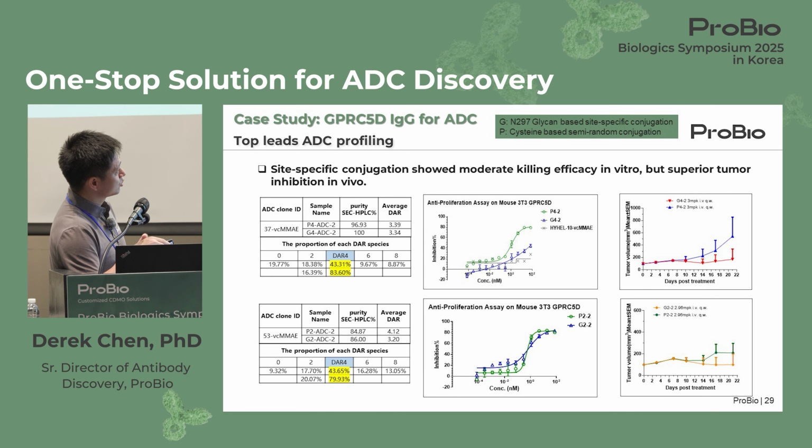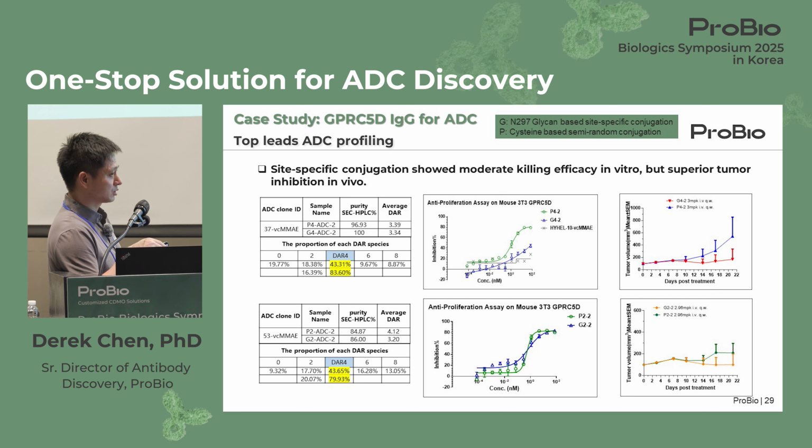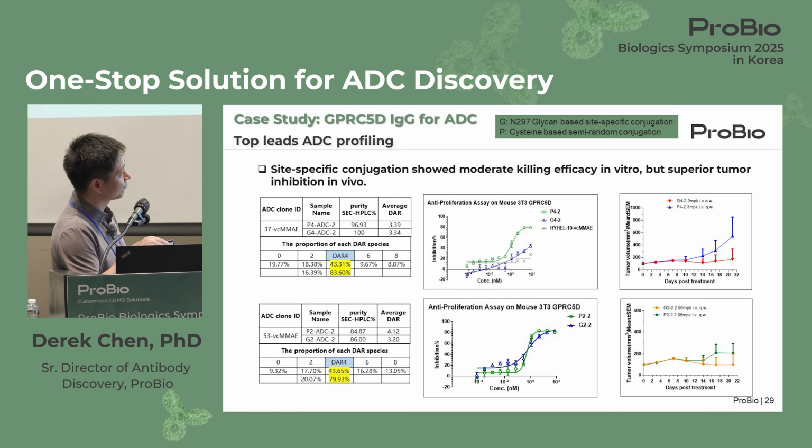However, when we switch to the glycan-based site-specific conjugations, the DAR4 species takes about 83 to 84%, and the remaining are the DAR2 species. So this data suggests a much better homogeneity with the site-specific conjugations compared to the traditional cysteine-based semi-random conjugations. Next, we take these 2 samples for further pharmacology assessment, including cell-based assays in the middle panels and animal-based tumor model analysis on the right panels.